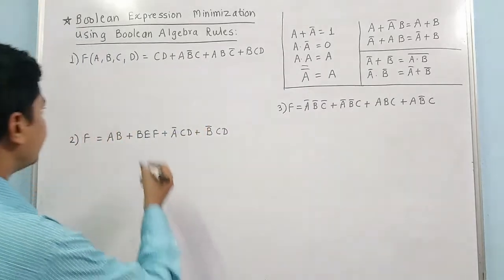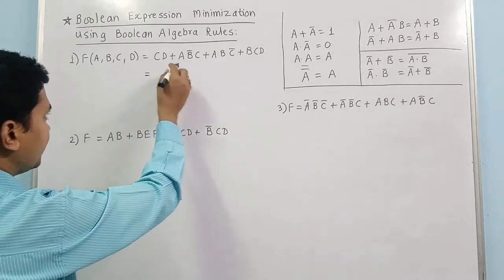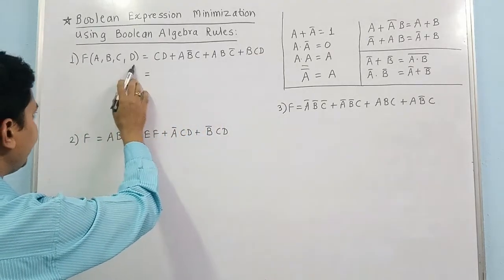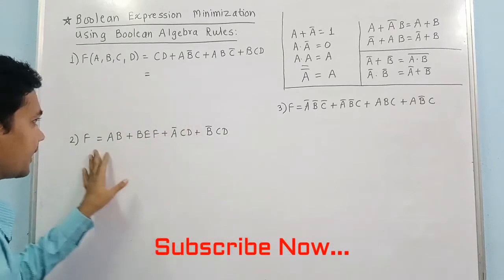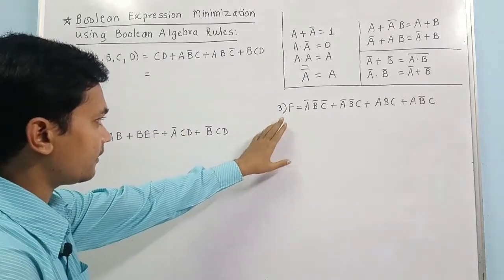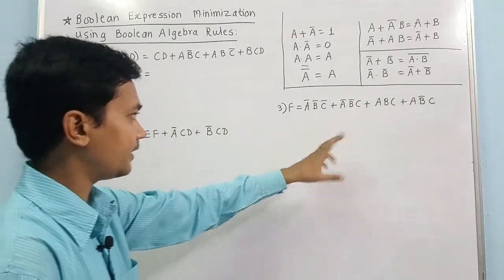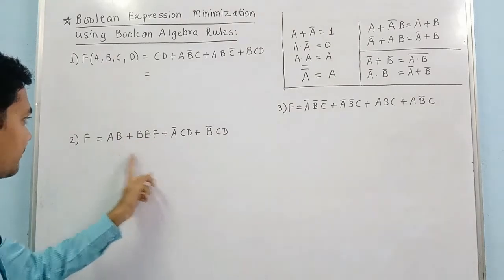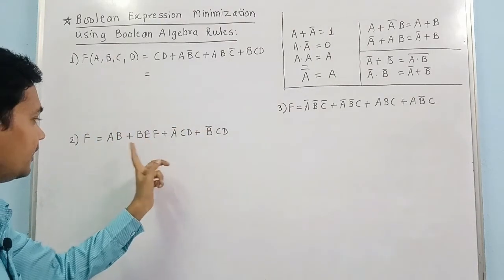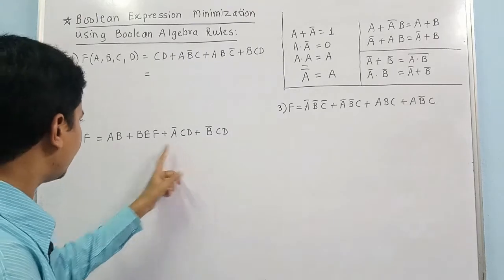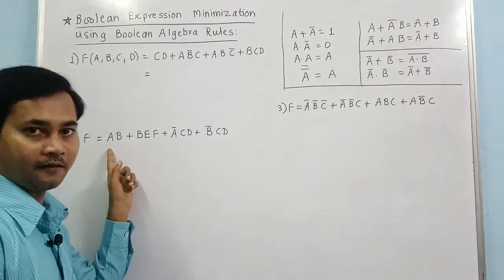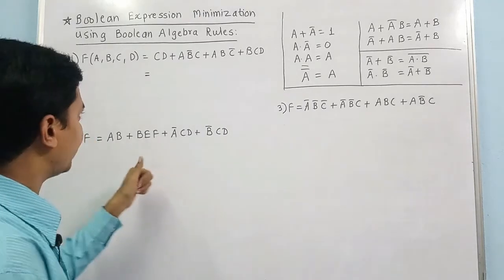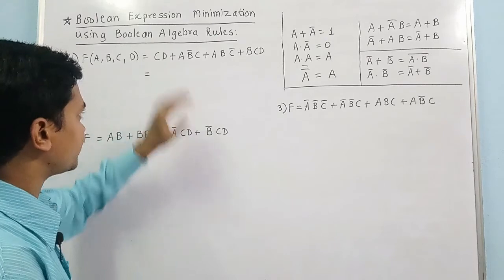Okay, so let us see. This expression has four variables, and is represented by function of ABCD equal to. In the second and third examples I have just written f equal to, so just assume that this is f of ABC. The third example has a total of six variables, f of ABCDEF, so this is a six variable SOP expression. Let us start to solve the first expression.